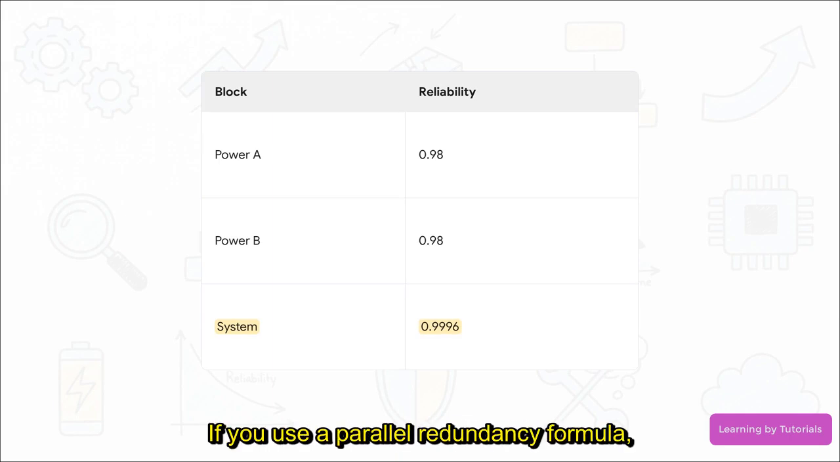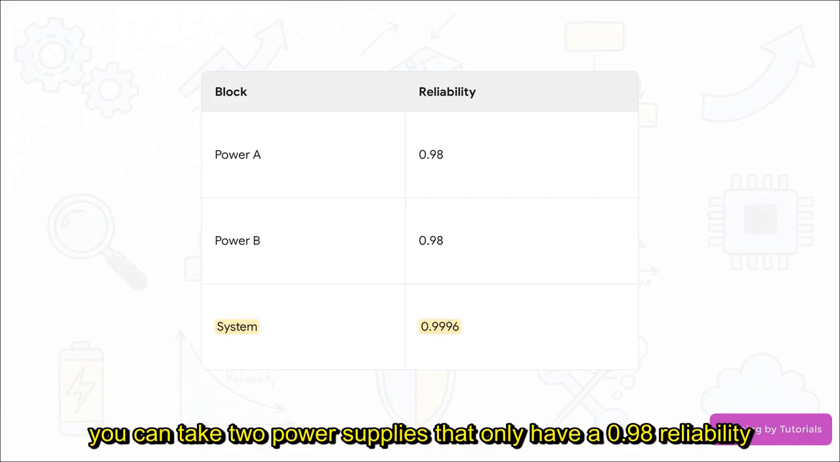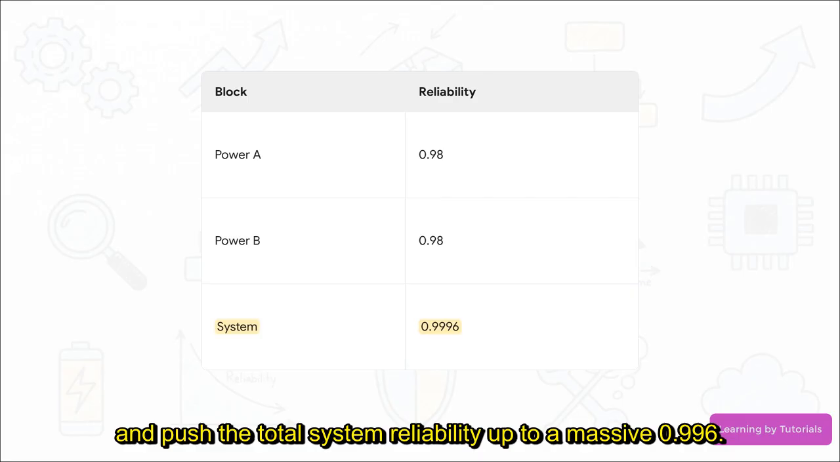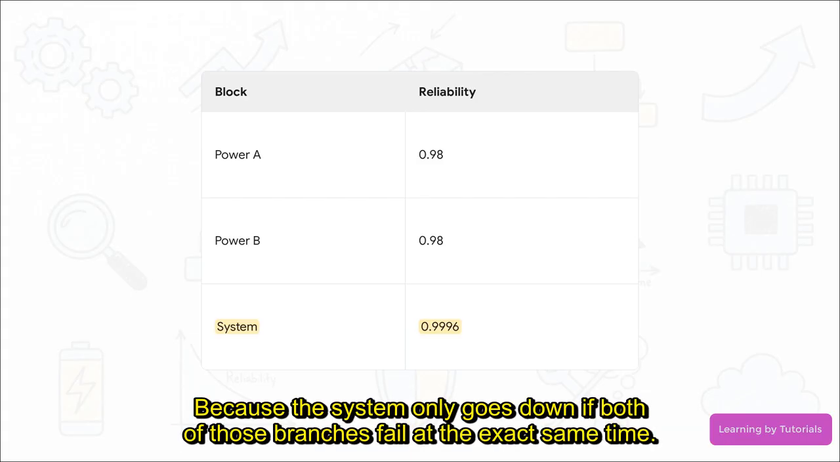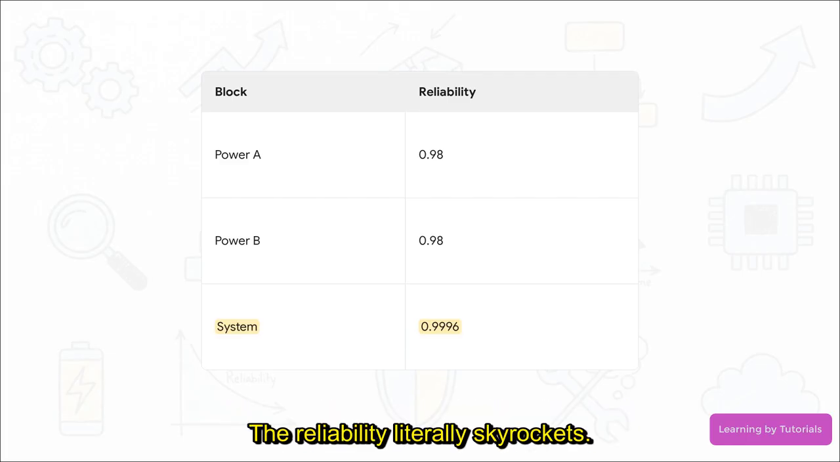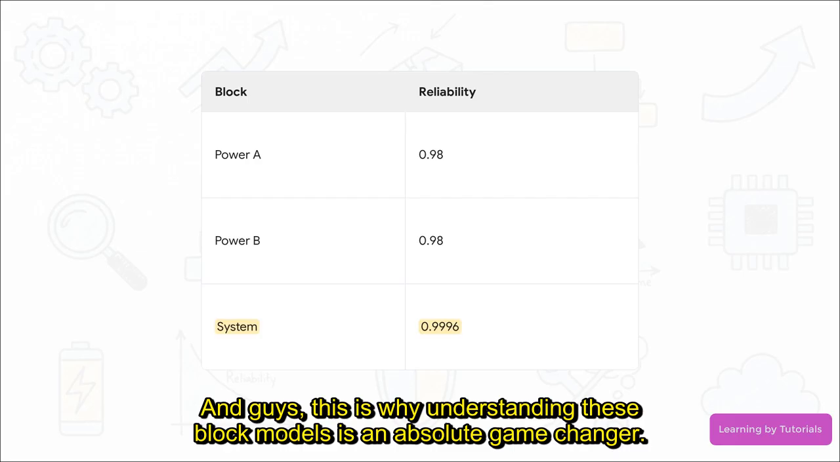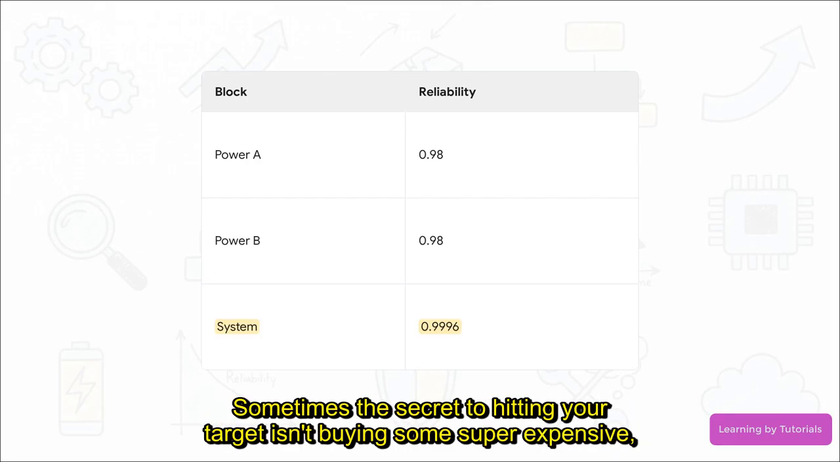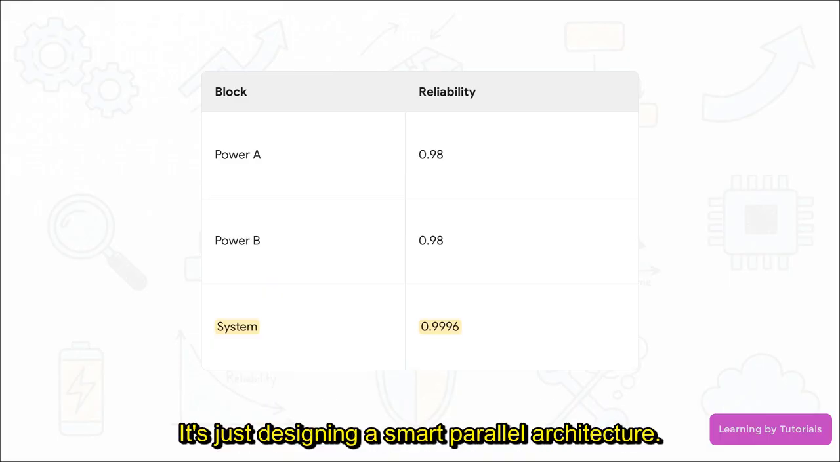If you use a parallel redundancy formula, you can take two power supplies that only have a 0.98 reliability and push the total system reliability up to a massive 0.9996. Why? Because the system only goes down if both of those branches fail at the exact same time. The reliability literally skyrockets. And guys, this is why understanding these block models is an absolute game changer. Sometimes the secret to hitting your target isn't buying some super expensive, perfect part. It's just designing a smart parallel architecture.